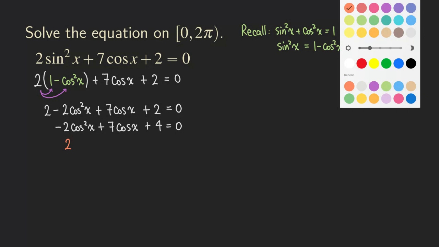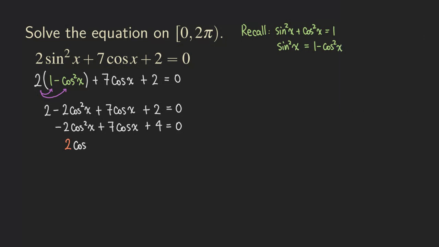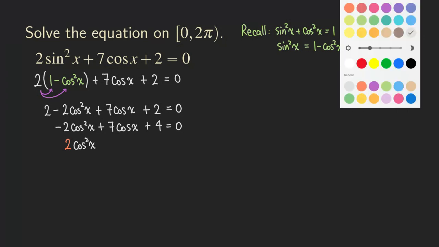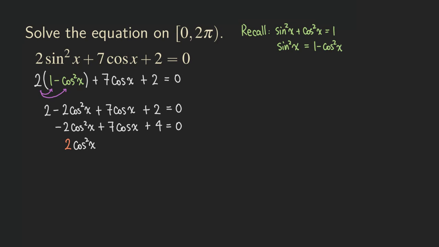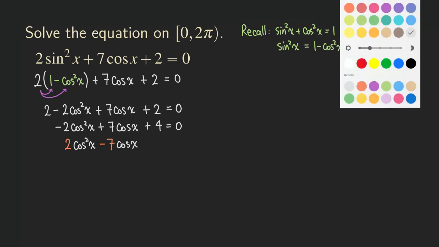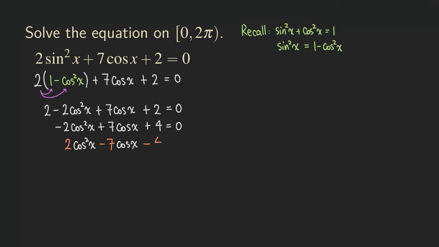We get +2 cosine square x. And then now the signs change, right? So the +7 becomes -7 cosine x, and then the +4 becomes -4. And that's equal to 0. Now it's easier to factor when the leading coefficient is positive.